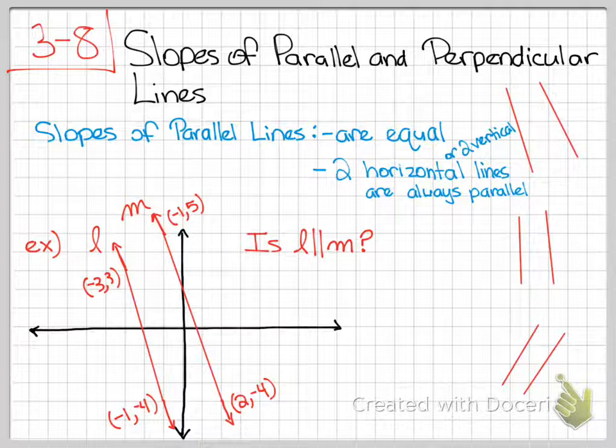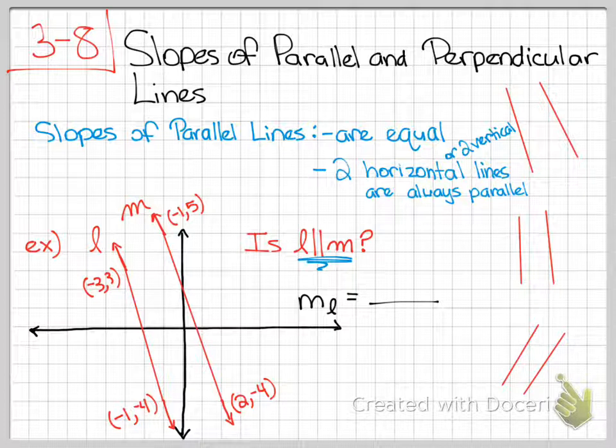So let's look at the following example. It says, is L parallel to M? That is the question we want to answer. In order to solve this, we need to find the slope of each one. So let's start out with the slope of line L.